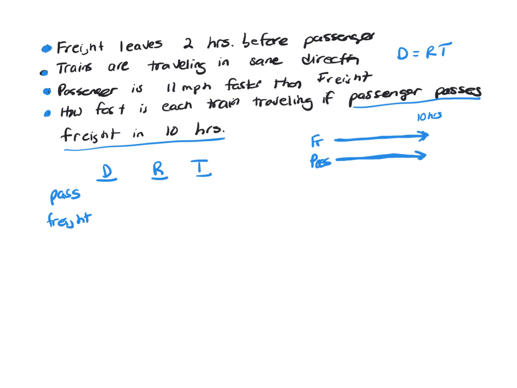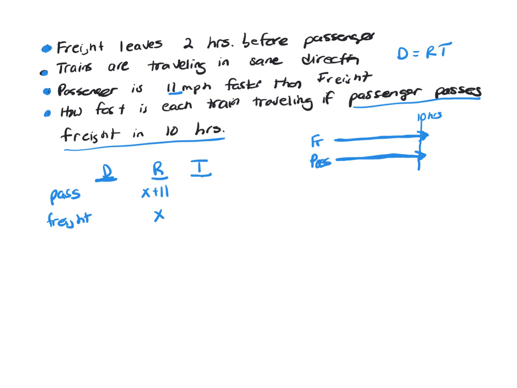I know the passenger is 11 miles per hour faster than the freight. So we don't know anything about the freight train, his rate, so just call that X. But we know the passenger is X plus 11. Okay, we don't know anything about the distances. We don't know how far they travel or anything. We just know that when the passenger passes the freight, the distances are the same. Those two distances will equal.